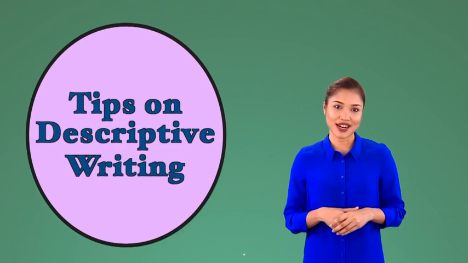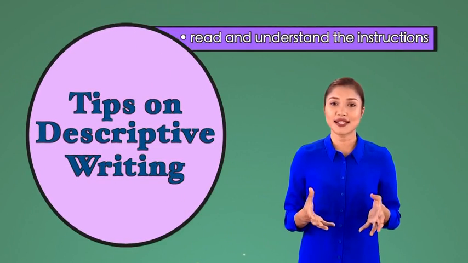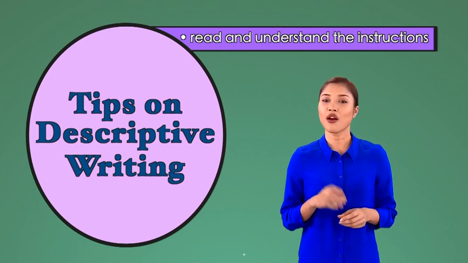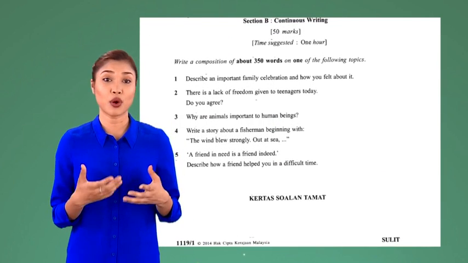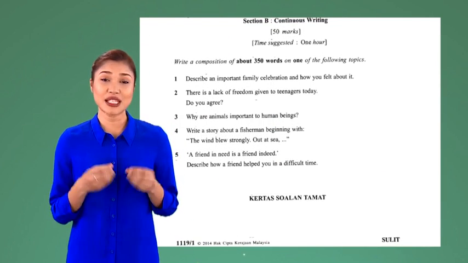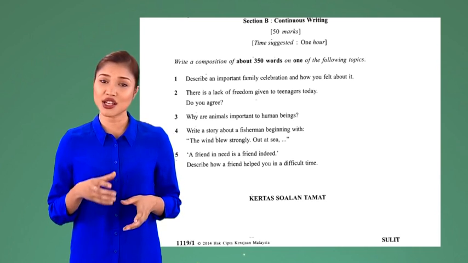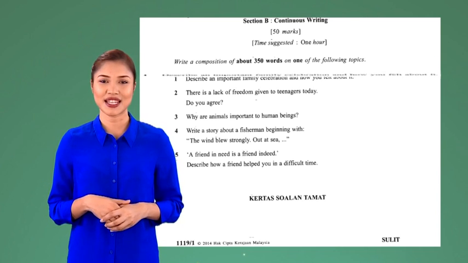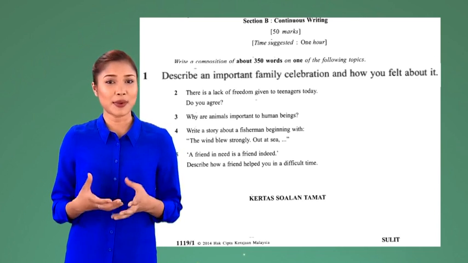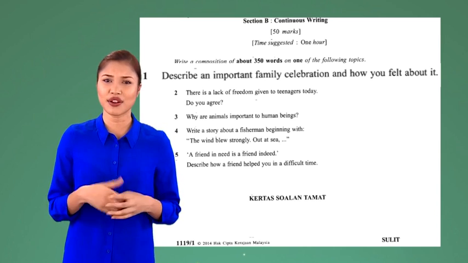Tips on descriptive writing. Read and understand the instructions. First things first, always read the instructions. Find out what the question wants you to do. For example, this question appeared in Paper 1, Section B of the SPM English Language paper in 2014. Describe an important family celebration and how you felt about it.